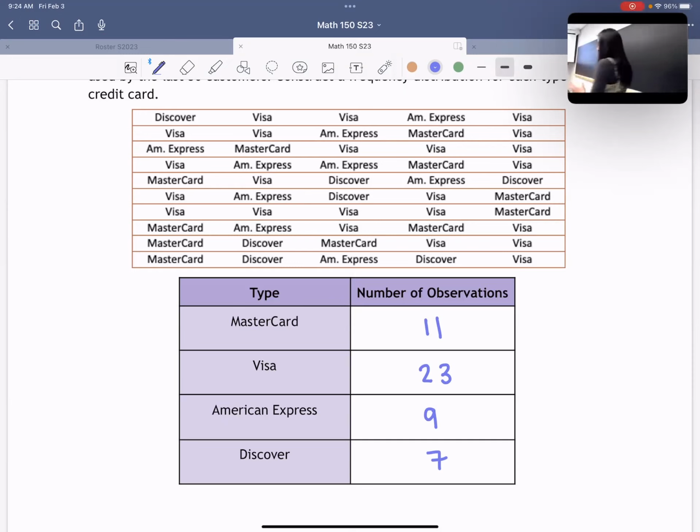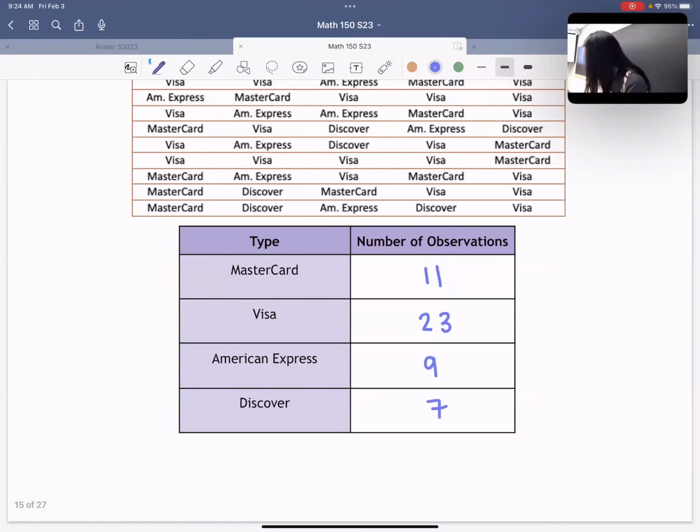Now, before we go on, if you take a look at the number of observations here, if I didn't tell you that there were 50 observations in the question, how would you be able to find out the total number of observations? You could add up the number of observations, right? Since this is a tally chart of every single thing that there is, they have to add up to how many total there are. So if I just add down 11 plus 23 plus 9 plus 7, I can tell you that my total is going to be 50, even if I didn't tell you in the question. That's why tally charts are pretty interesting, because you can just find the total without being told.